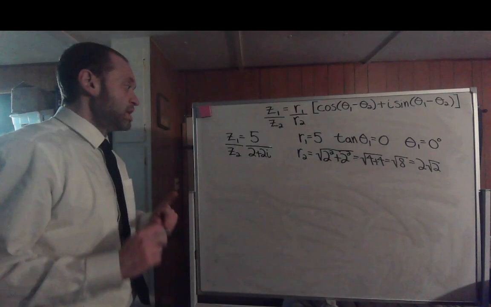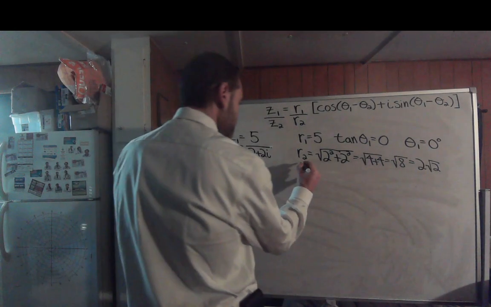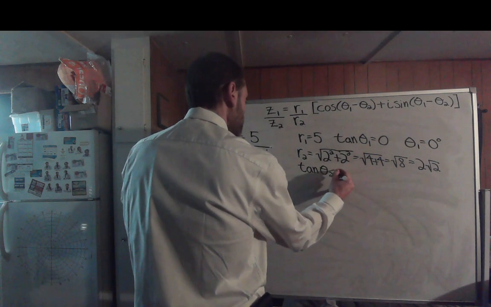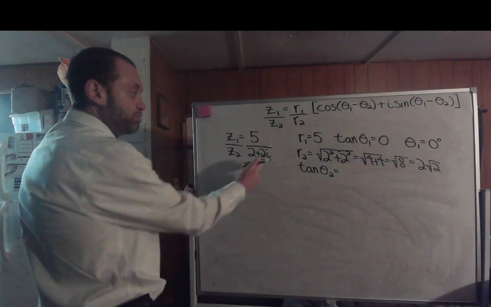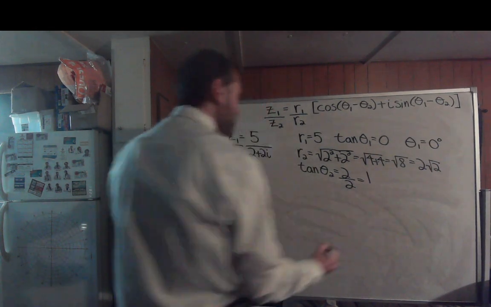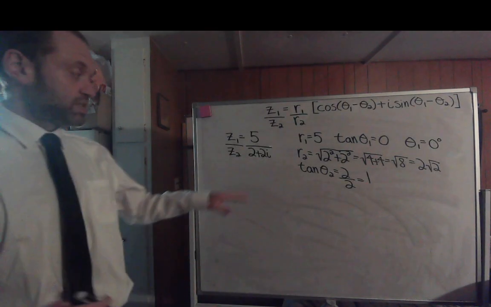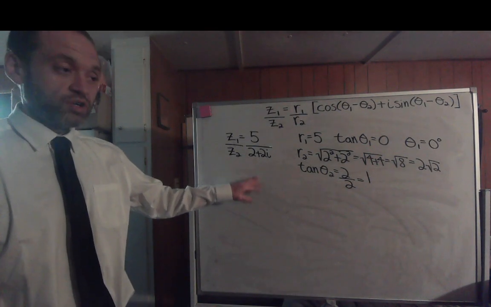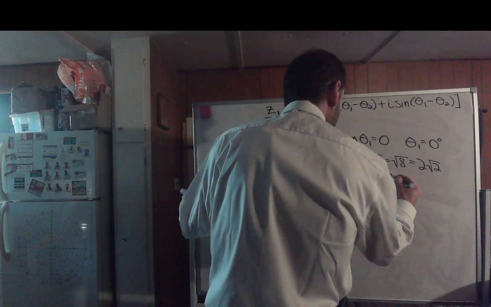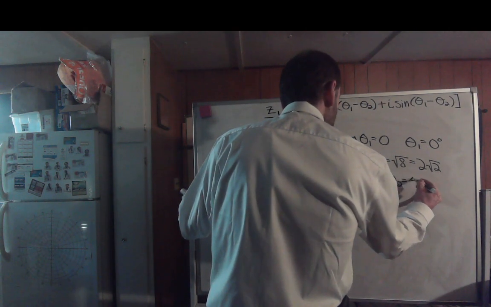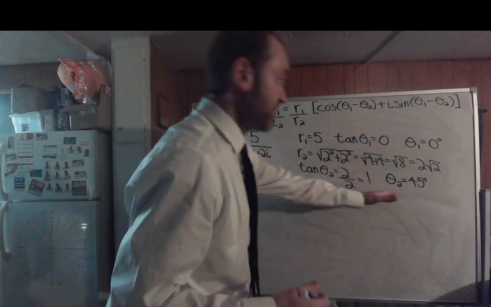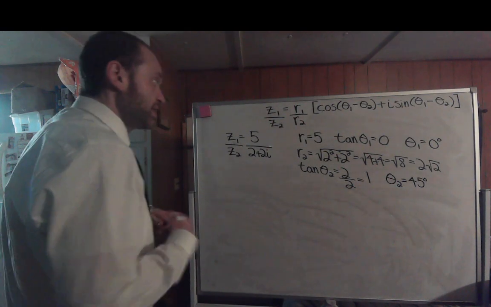Now, let's figure out theta sub 2. So, the tangent of theta sub 2, that's going to equal b over a, so that'd be 2 over 2, which equals 1. Well, it looks like z sub 2 is in the first quadrant because both a and b are positive, so that means theta sub 2 should be 45 degrees. Alright, so we know both r's and both thetas now. Now we may proceed to finding these numbers.